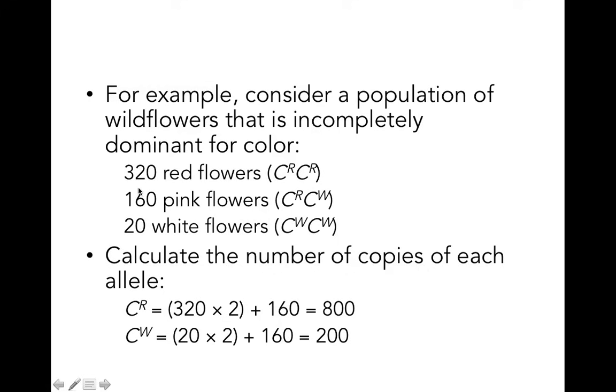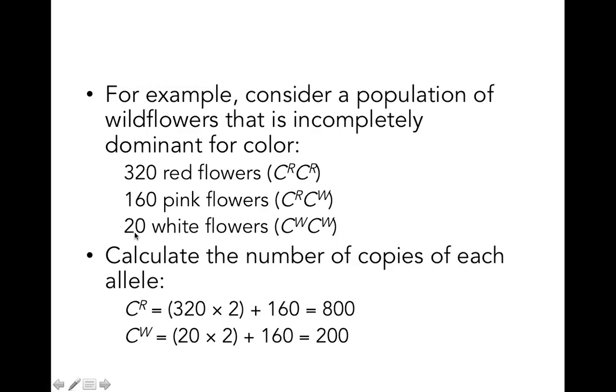For these 320 red-flowered plants, which have 2 copies of C superscript R, it's going to be 320 times 2, because they each have 2 copies, plus these 160 pink-flowered plants have 1 copy of this allele, so we only add them 1 time. So 320 times 2 plus 160 equals 800 copies of that allele in this population.